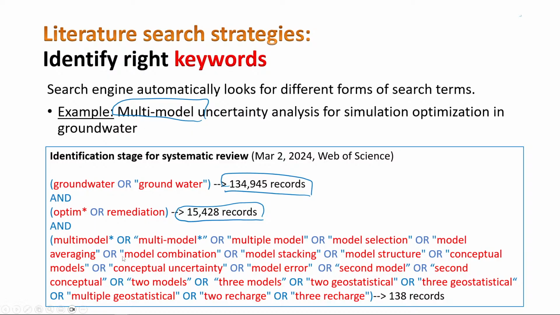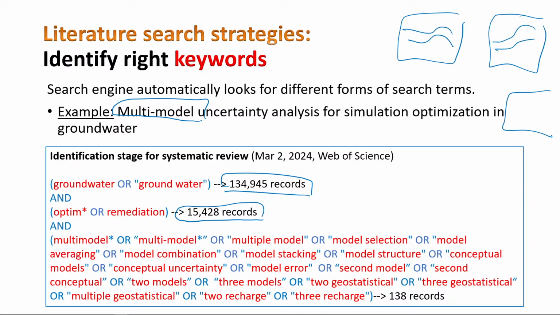So you see here, I'm using all these combinations in order to find all the sources that would include groundwater, optimization, and model structure. What does model structure mean? Model structure means that, as I explained to you, you have different model structures. You don't have just one. Let's say the subsurface looks like this, or like this, or like this. So when you start talking about model structures, this means that you will have different model structures.